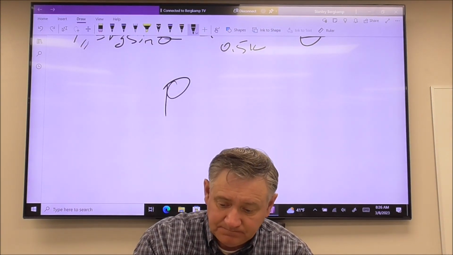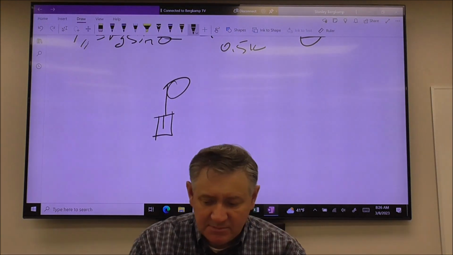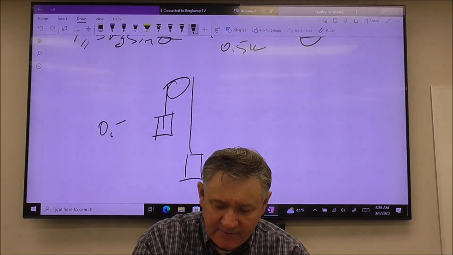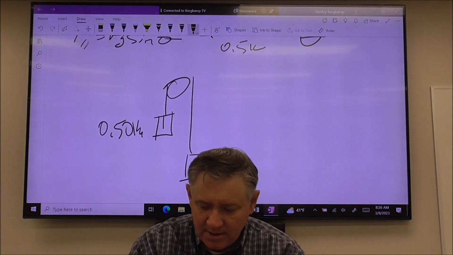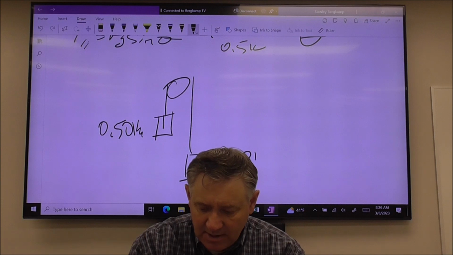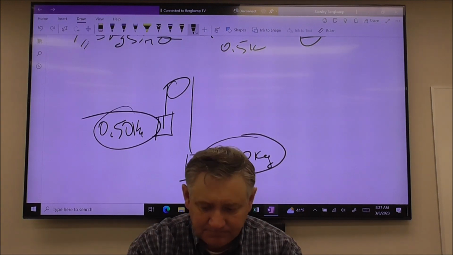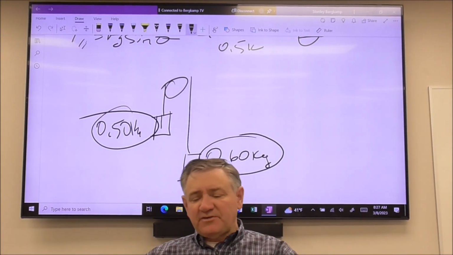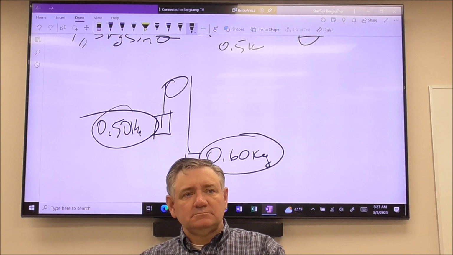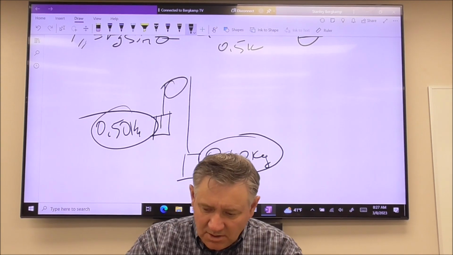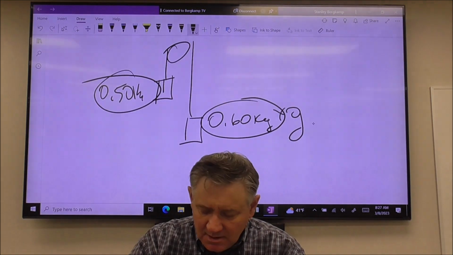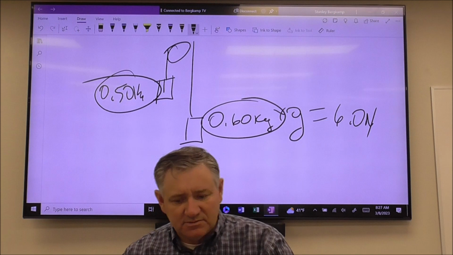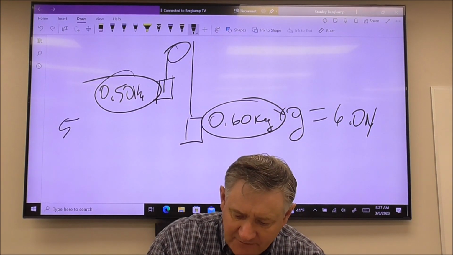Atwood machine. By an Atwood machine, I mean that system where you have one pulley. Let's say that I have a 0.5 kilogram mass over here, and I have a 0.6 kilogram mass on this side. So 0.6, 0.5. Mr. Fisher, which one's going to fall? It's going to be the 0.6 kilogram one. So if I take 0.6 times G, I get about 6 newtons, round number. 0.5, I get about 5 newtons.